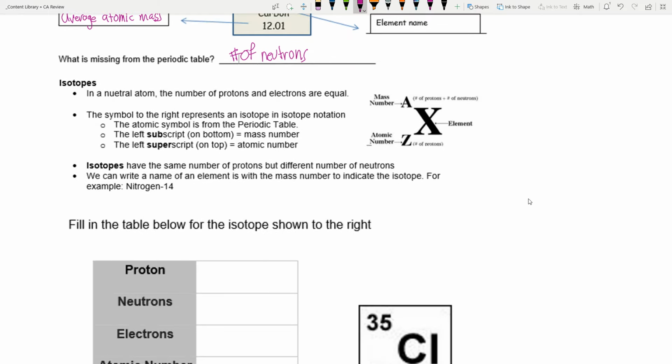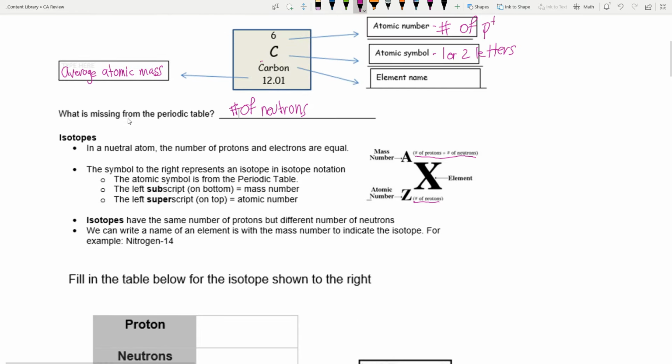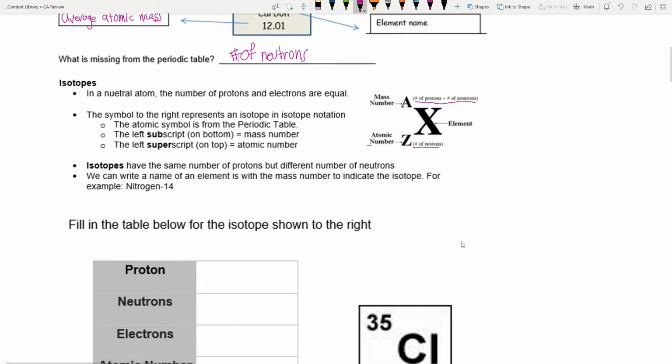Another way we can represent elements is using isotope notation. Remember, in isotope notation, there's the element written big. There's a subscript to the left that tells us the atomic number, which is just the number of protons. And then there is the mass number on top, which tells us the number of protons and the number of neutrons. Do not get mass number confused with average atomic mass. Those are not the same thing. Mass number is just adding the protons and the neutrons, whereas the average atomic mass is calculated. And again, I'll show you that in just a little bit.